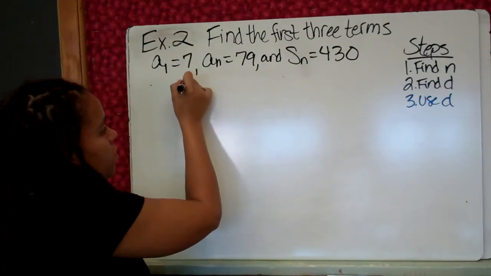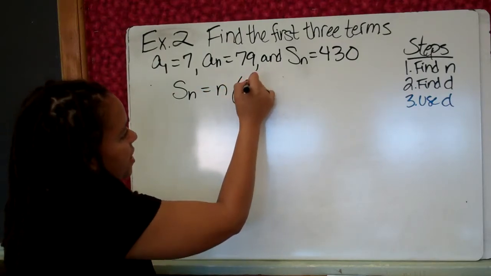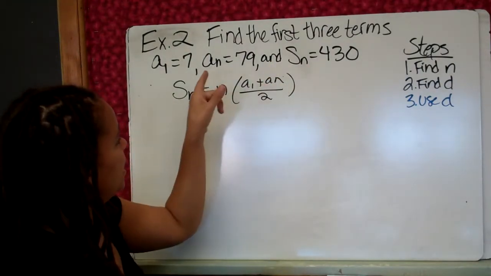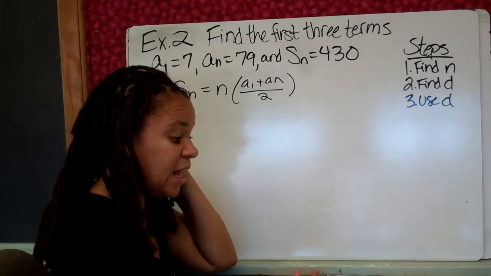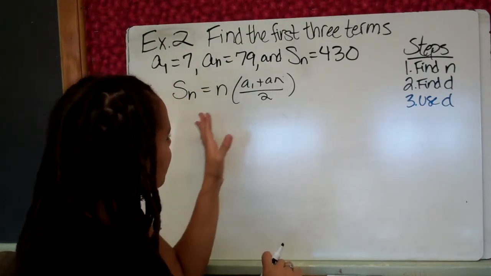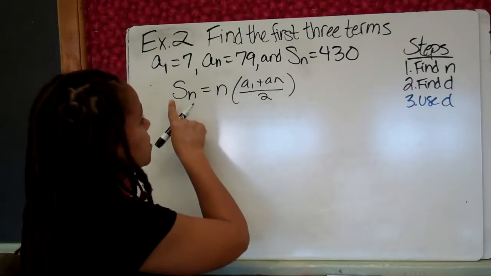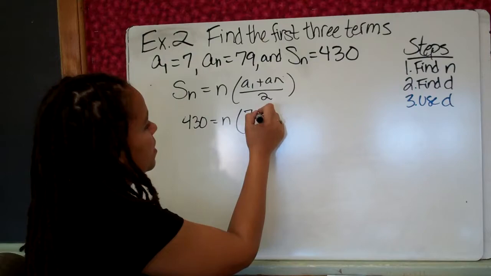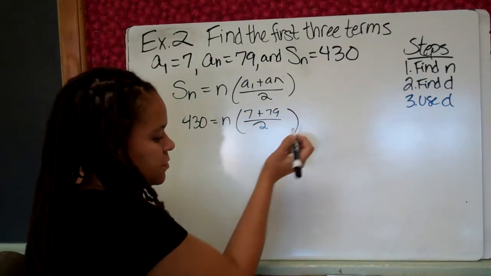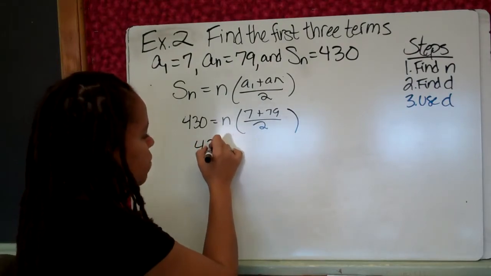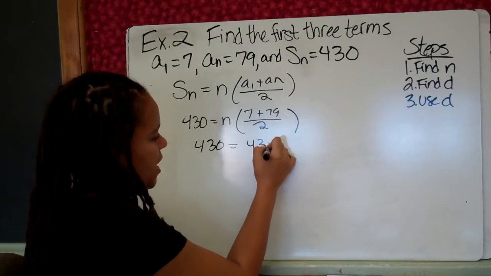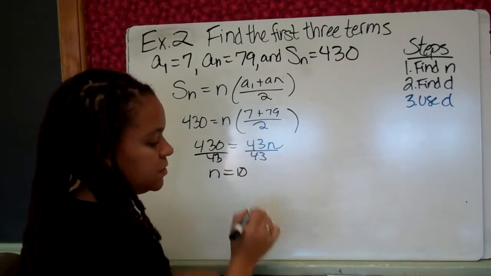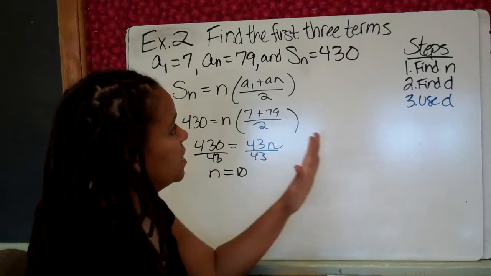Of course, we're going to use s sub n is equal to n times (a1 plus an) over 2, because we have sn, an, and a1. So we have most of this, we just need to find n. We're going to put everything in, because we have everything but n, and figure out what that is. So s sub n, 430, is equal to n times (7 plus 79) over 2. If you simplify that, you'll have 430 is equal to 43n. Divide by 43, divide by 43, and you'll see that n is equal to 10. So now we know that there are 10 terms in this sequence.